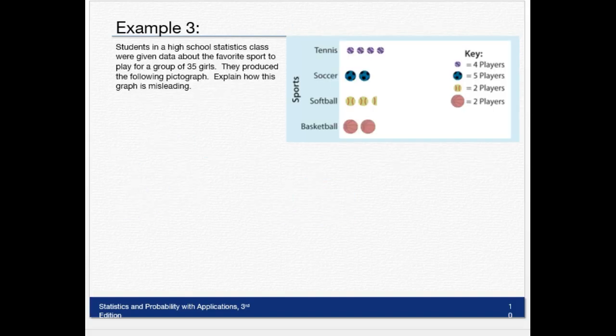Then lastly, students in a high school stats class were given data about the favorite sport to play for a group of 35 girls. They produced the following pictograph. Explain how this graph is misleading. Okay? So think of it like a bar chart. What's the problem here? Well, the problem is that the bars are not the same width. Okay? Bars are not the same width. Which is misleading.